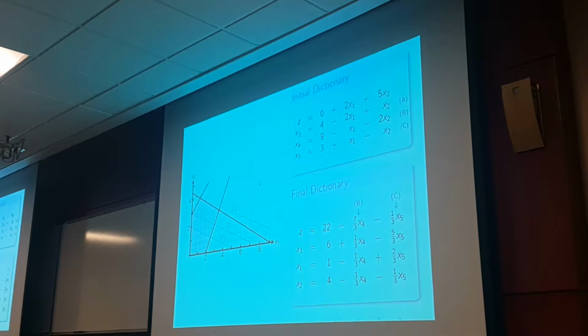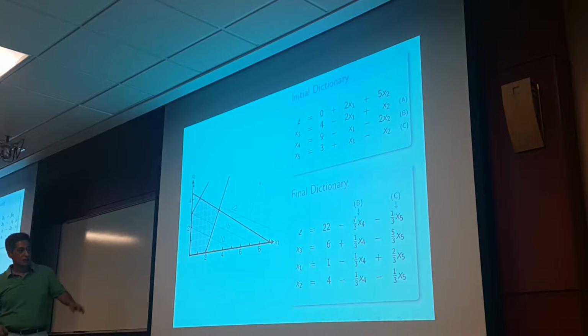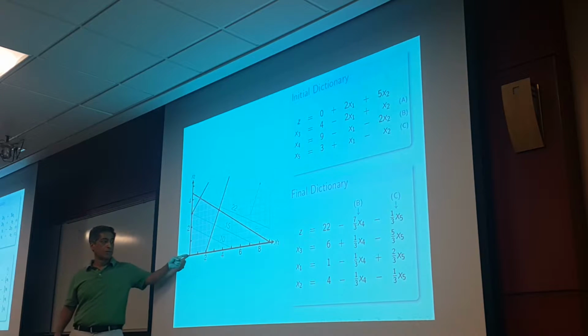So here's the picture. Unfortunately, the colors aren't coming out right, but I'll have to live with that. So here's the initial dictionary, and here's the final dictionary. And I put letters next to the constraints, A, B, C. Our initial dictionary corresponds to x1, x2 equal to 0. So in fact, our starting point is this corner.